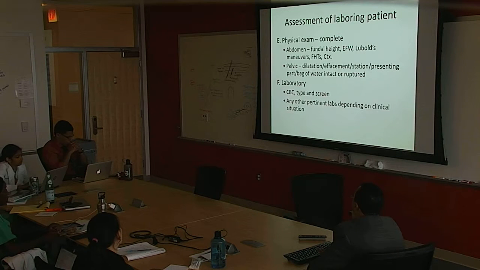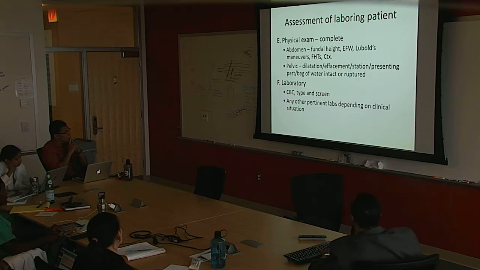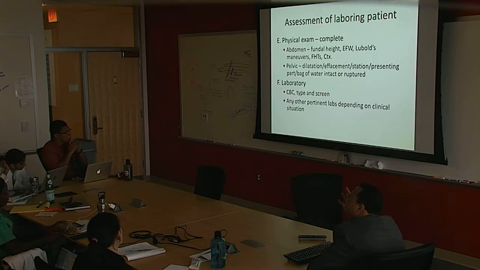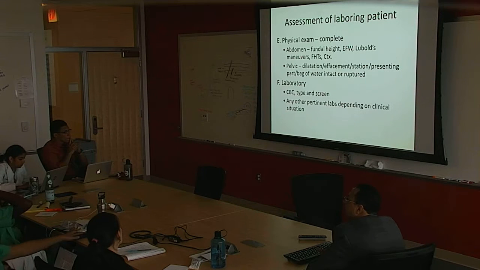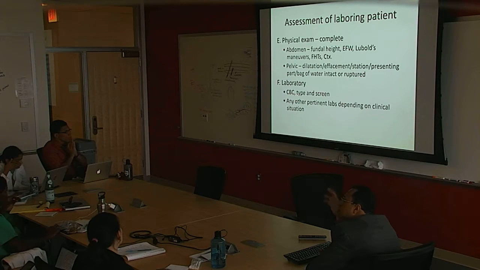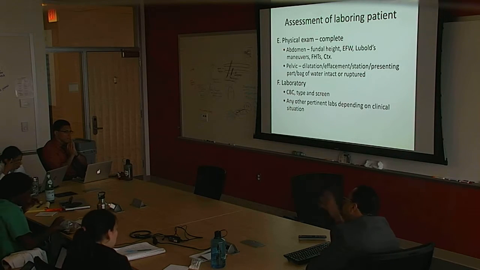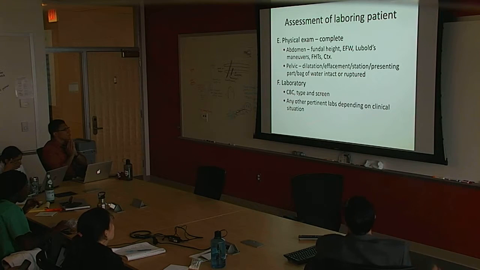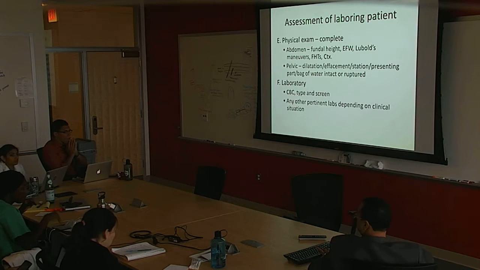Most important thing is the abdominal exam. You want to see the fundal height and estimated fetal weight and Leopold's maneuvers, and you check the fetal heart rate and the contractions. How is the baby's heart doing, and how are the contractions on the heart? Then you check the pelvis. You see what's the dilatation, effacement, and station. You see it all the time, say 2/50/-3. What does that mean? 2 centimeters dilated and 50% effaced, and it's minus 3 station. Okay?